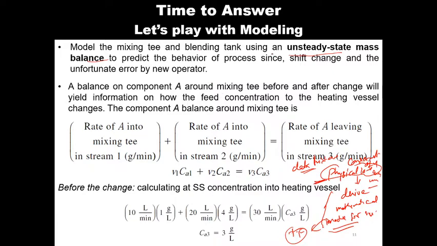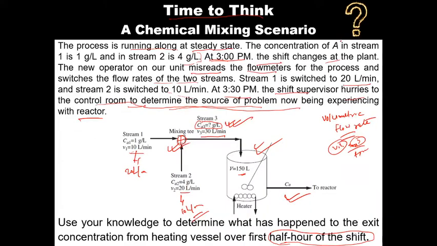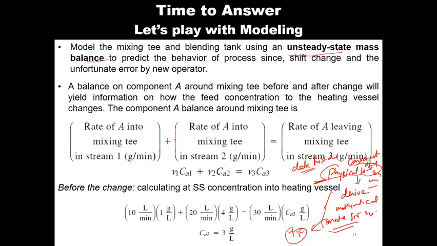So we are going to write the unsteady state mass equation. Why is it a mass equation? Because some mass is coming from this side, some mass is coming from this side. At the junction, it is just added. So this is what we have to do. So what is happening? To predict the behavior of the process since the shift change and the unfortunate error by the new input, we have to calculate also the error.